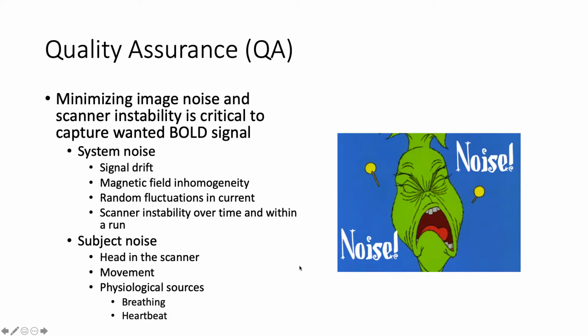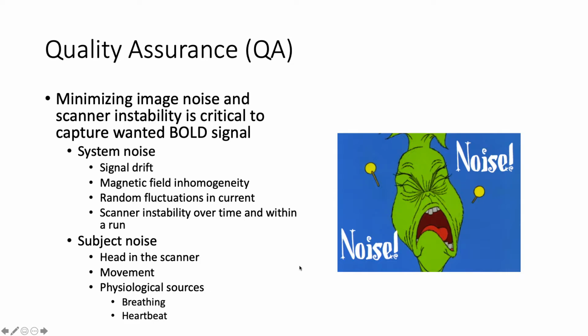And so quality assurance is really a general term, applying to making sure and looking at your data, basically. And so you really want to minimize the noise, both with the scanner and also things that you can do at the experimenter level. Some examples of inherent system noise is signal drift. The signal drifts over time and can decrease over time. So that can contaminate your BOLD response signal that you want to look at.